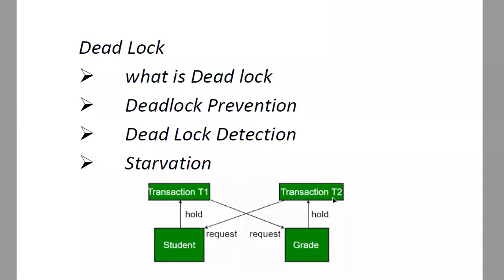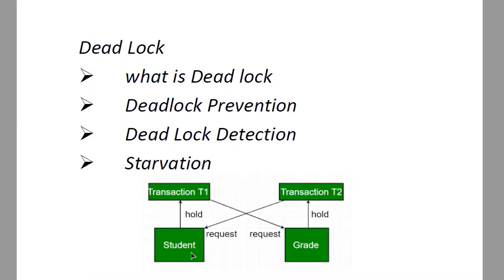So there are two transactions and two data items, and one transaction is holding one particular data item while waiting to access the other. Similarly, the other transaction T2 is holding the grade data item, and it is requesting and waiting for the student data to be released.